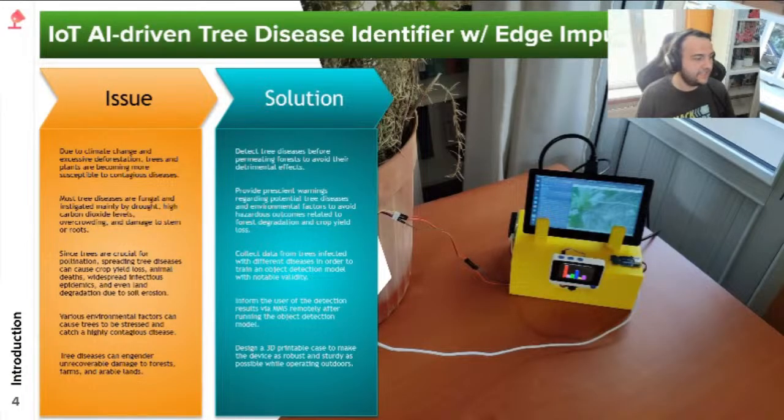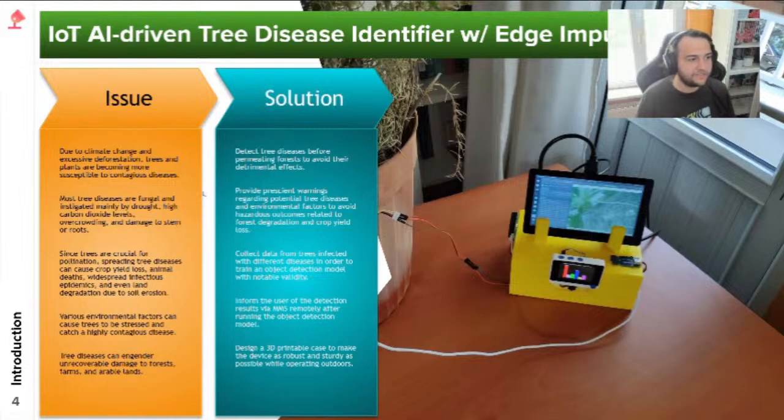Tree diseases can endanger unrecoverable damage to forests, farms, and arable lands, leading to year-long harvest losses around the area. What are the solutions to these problems? First, detect tree diseases before permitting forests to avoid their detrimental effects.